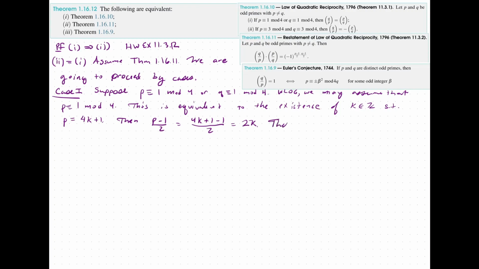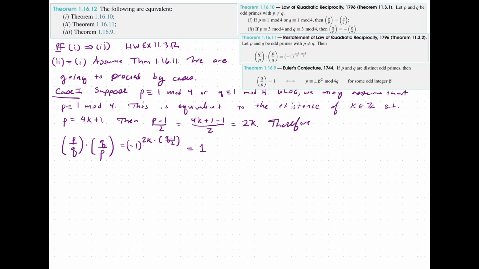Therefore, if we look at (p on q), using the theorem statement, we have (p on q) times (q on p) is equal to negative 1 to the (p minus 1) over 2, which is now 2k, times (q minus 1) over 2. But (q minus 1) over 2 could be odd. What we know is it's something times 2k, which is already even, so this is always going to be equal to 1. And so we got that this is equal to 1.